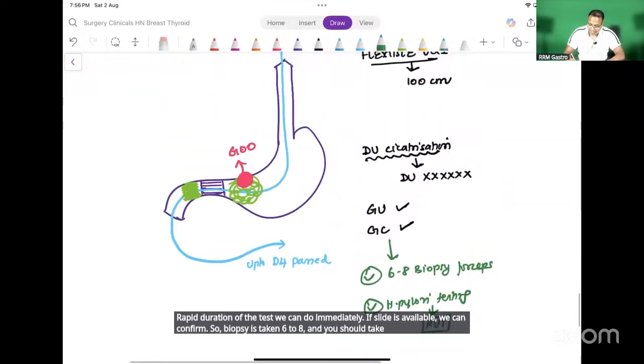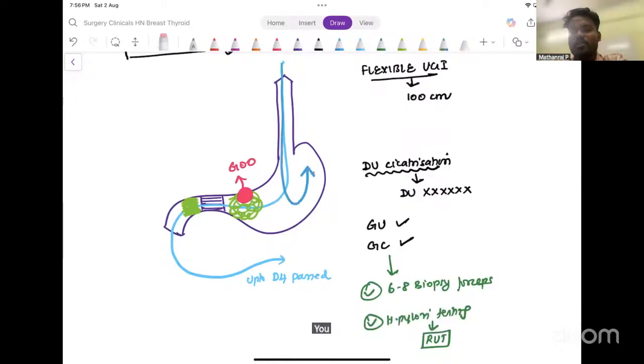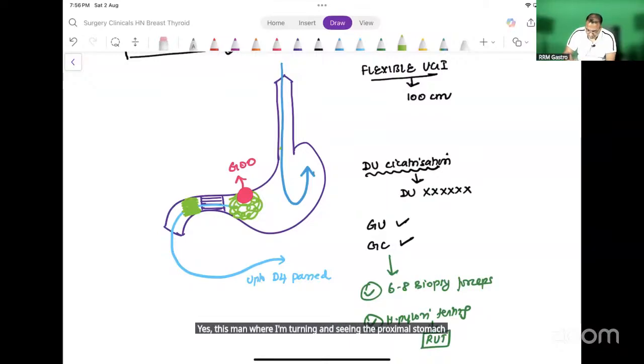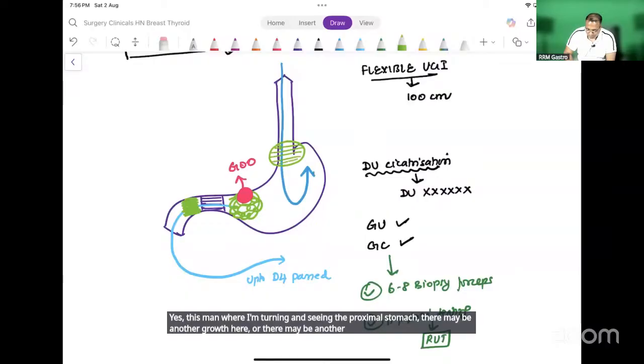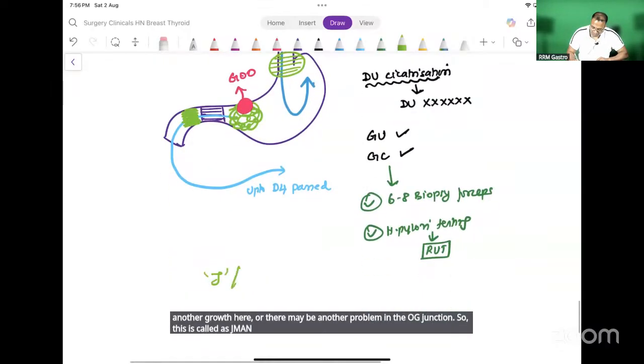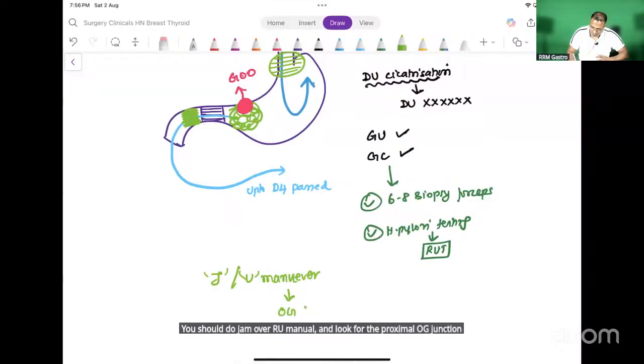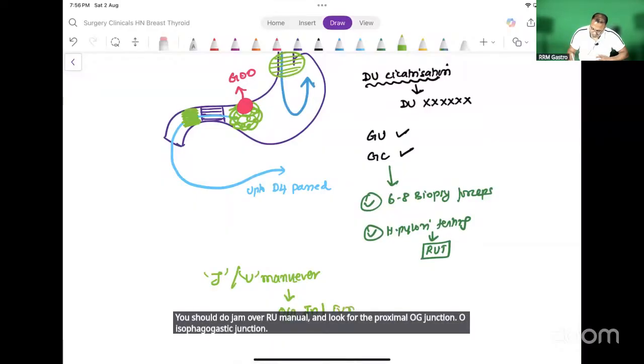And when I am taking the scope back, I will always do this maneuver. What is this? The U or J maneuver. I am turning and seeing the proximal stomach. There may be another growth here or another problem in the OG junction. So this is called the J maneuver or U maneuver. You should look at the proximal OG junction, esophagogastric junction, fundus and all should be examined.